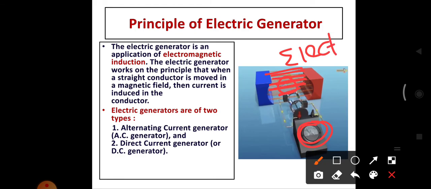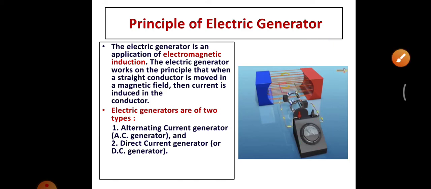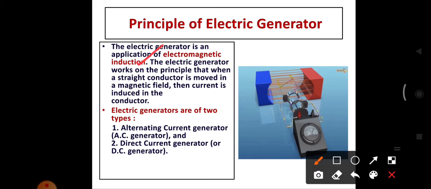We learned that in the last slide. So the electric generator is an application of electromagnetic induction. The generator works on the principle that when a straight conductor is moved in a magnetic field, then current is induced in the conductor. So this is the principle of the electric generator. You have to write the principle is electromagnetic induction. Otherwise, you can write that the electric generator works on the principle that when a straight conductor is moved in a magnetic field, it induces current.